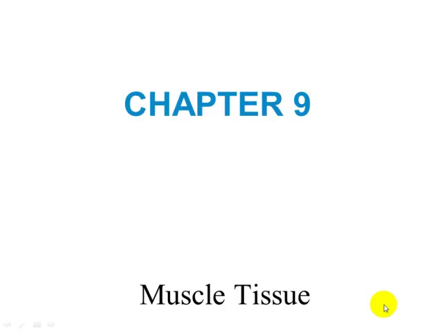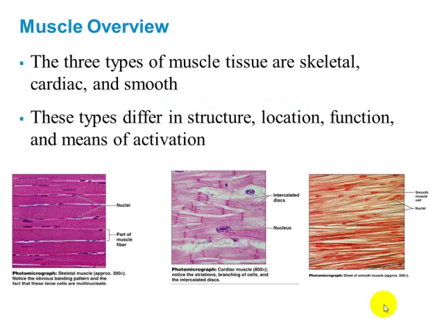Chapter 9 is muscle tissue. We will go through the microscopic anatomy and the molecular anatomy of muscle tissue, and we will look at the physiology of muscle tissue in terms of how muscles contract. We will not be covering the gross anatomy of muscle. That would be Chapter 10, and that would be done in Anatomy and Physiology 2.